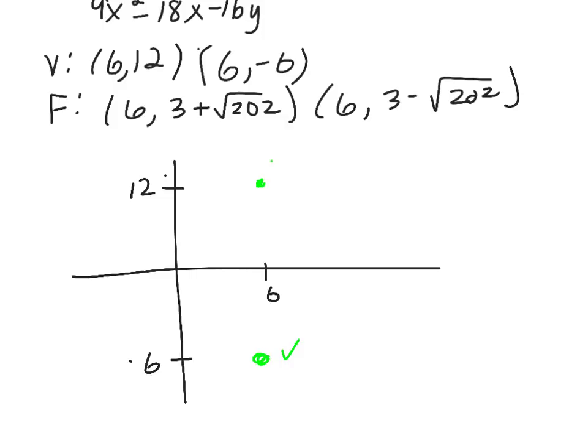All right, so I need my center. So from 12 to negative 6, that's 18 units. So half of 18 is 9. So 12 down 9 units is going to put me at 3. Okay, so here would be my center. Actually, let me fix that so it looks a little bit better. So it would be here at 3. So this is my center. So my center is 6, 3.